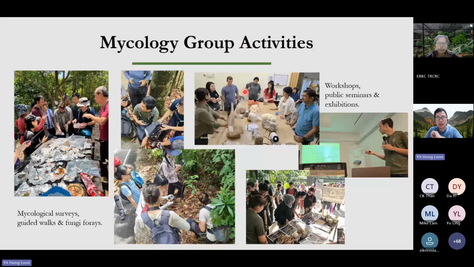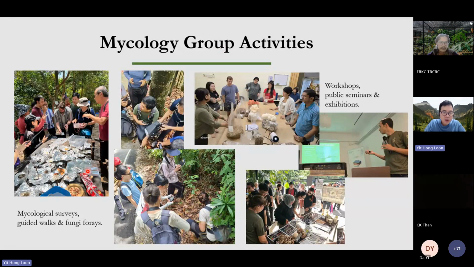Next, these are examples of our group activities. We do mycology surveys, guided walks, or fungi forays. This is the mycology survey we did in Setia Alam Community Forest. We do guided walks along the trail. We collect the specimens, then we bring them to the meeting point where our expert mycologists Joseph and Luca will do the sharing and explanation on the species of fungi collected.